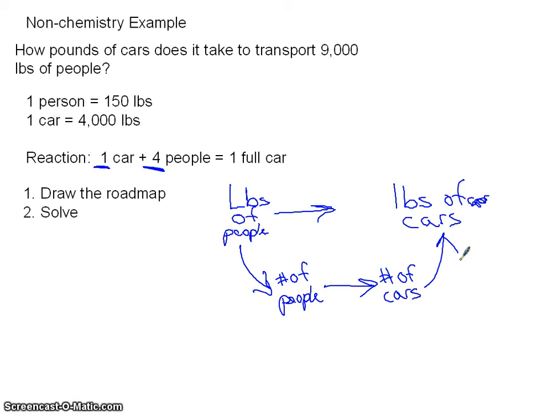So to go from pounds of people to number of people, I'm going to divide by the unit mass. Once I have the number of people to go to the number of cars, I'm going to multiply by the coefficient ratio. And then once I have the number of cars and I want to go to the pounds of cars, I'm going to multiply by the unit. And actually, these should be weights, not mass, because I said pounds.